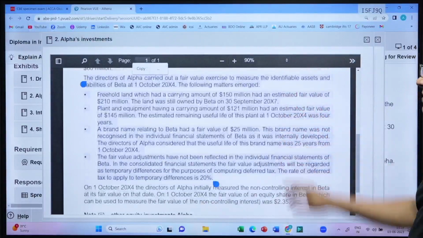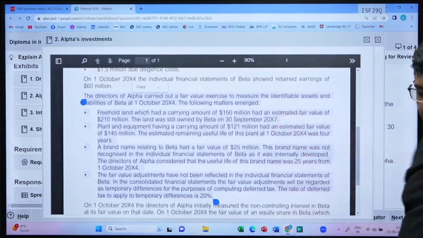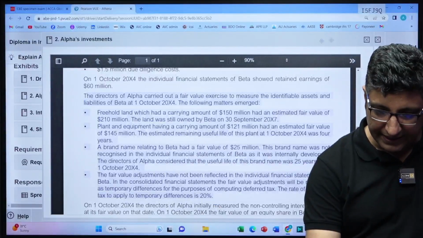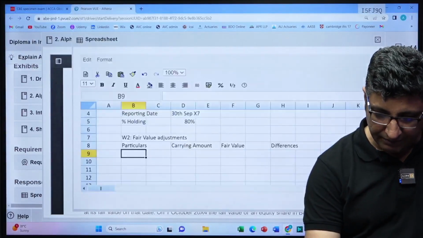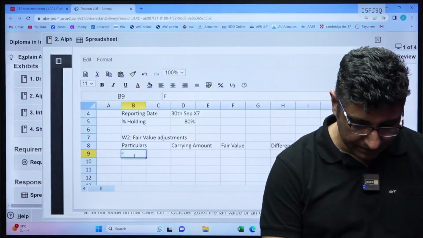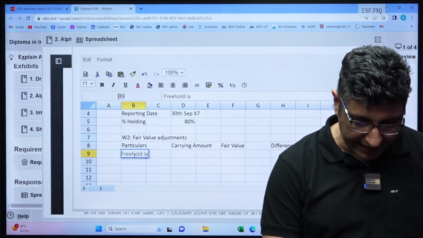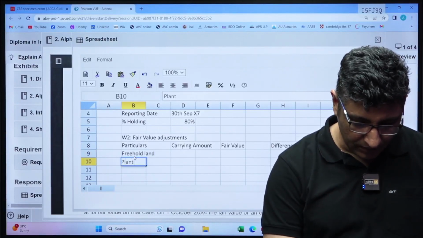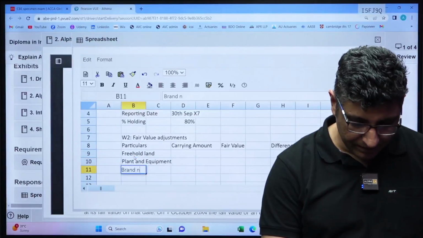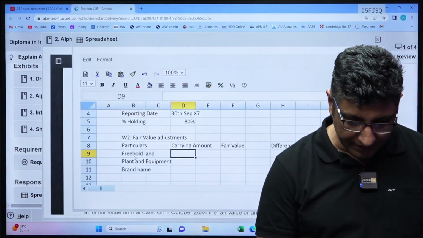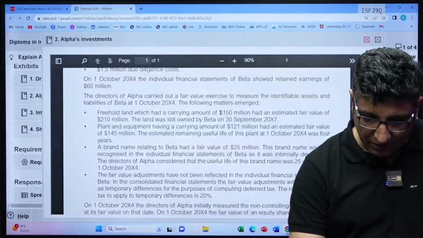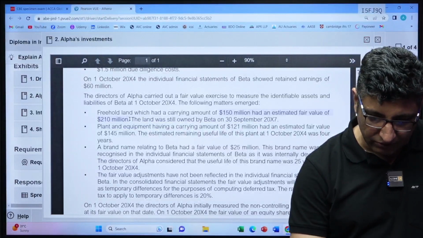worry about that. So I've got this information: freehold land, plant and equipment, and then my brand name. I'll just try to put it across: freehold land, plant and equipment, and brand name. I'm given these numbers as a carrying amount of 150 and a fair value of 210 million.